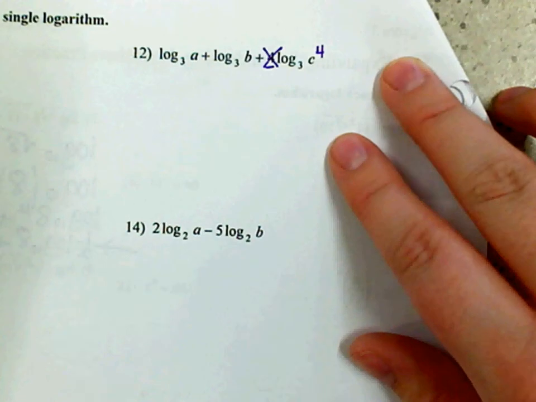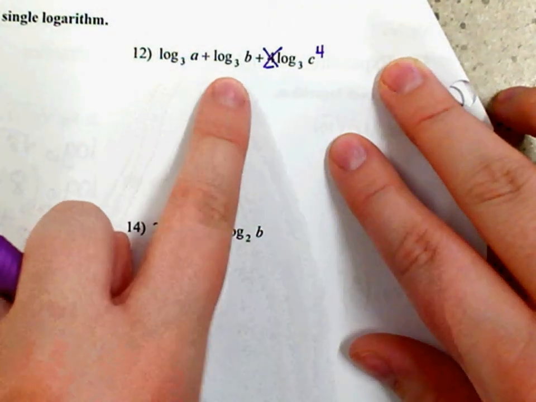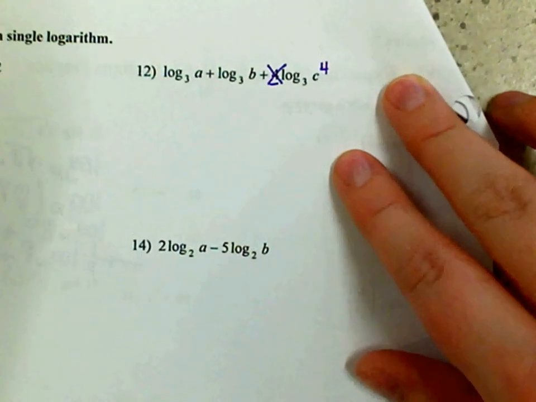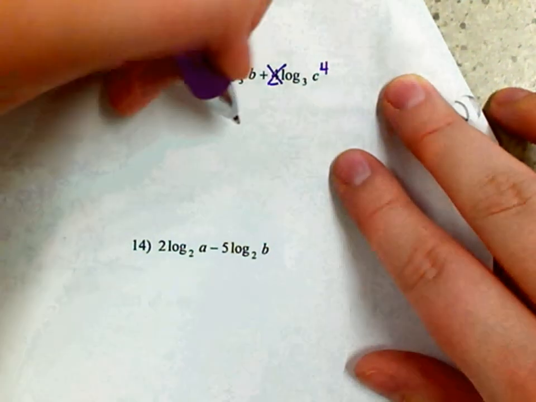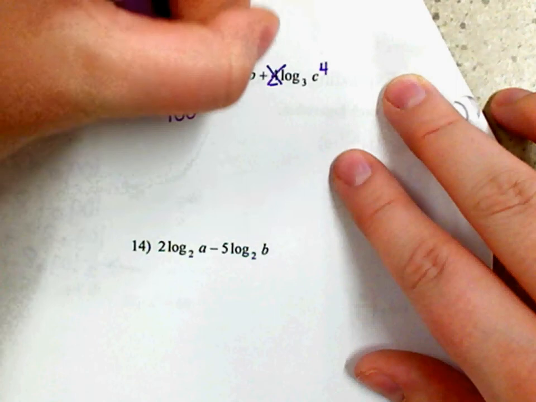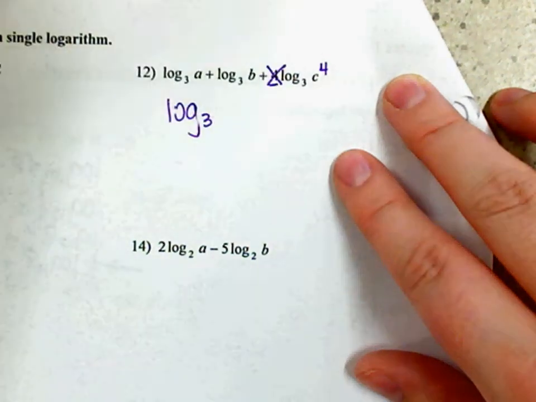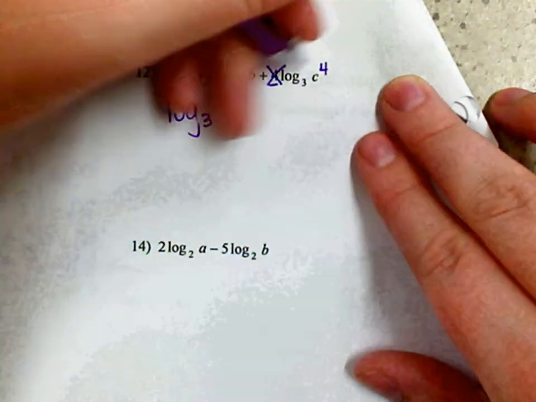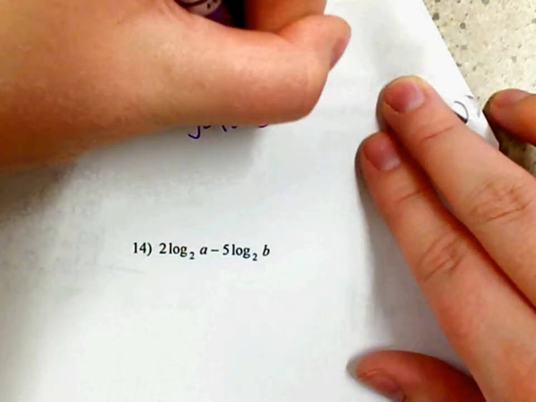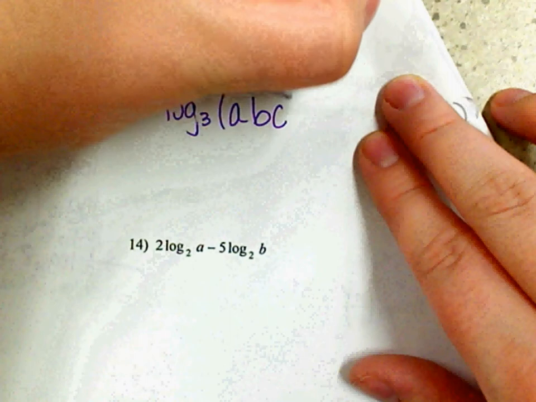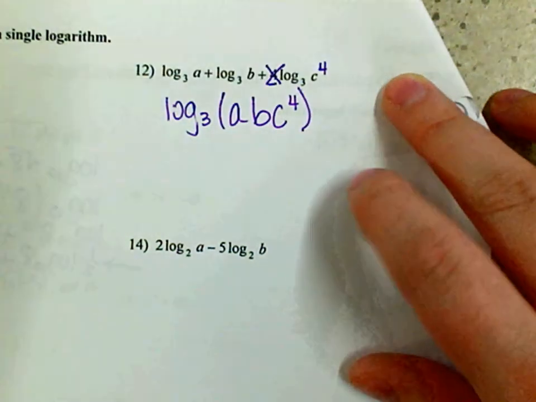So now I can clearly see the 3 things that I have. And they're being added together, which means I'll condense it by using multiplication. So I'll have log base 3 of a, b, c to the 4th power. And that is all there is to that one.